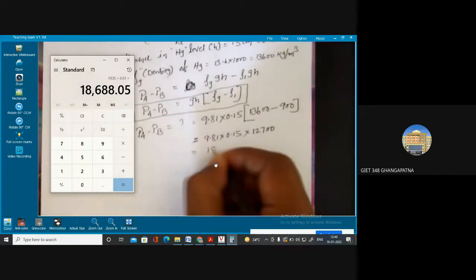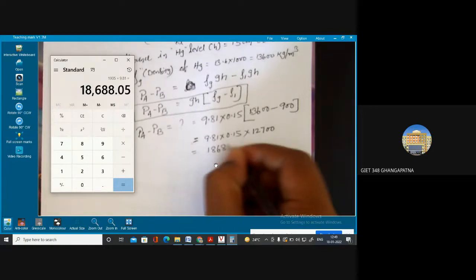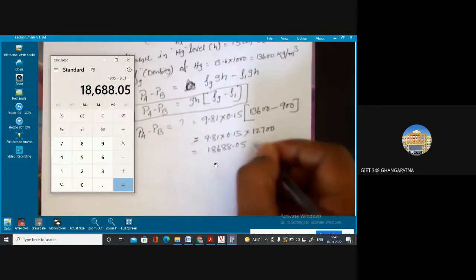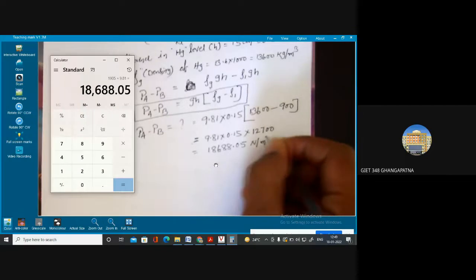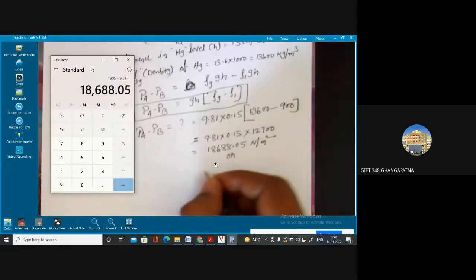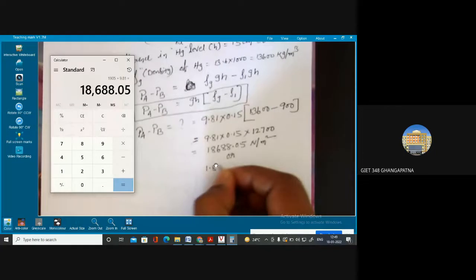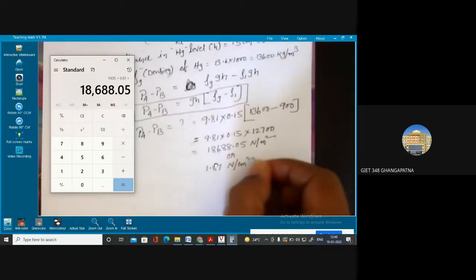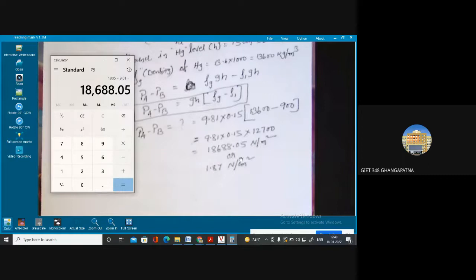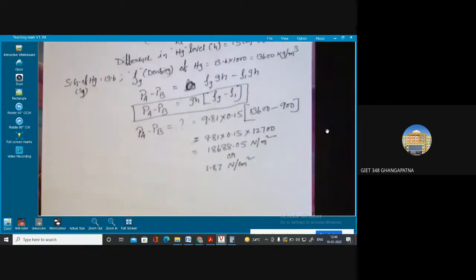It is 18688.05 Newton per meter square, or 1.87 Newton per centimeter square. So this is the pressure difference. Okay. Is this clear, all of you? Yes, sir.